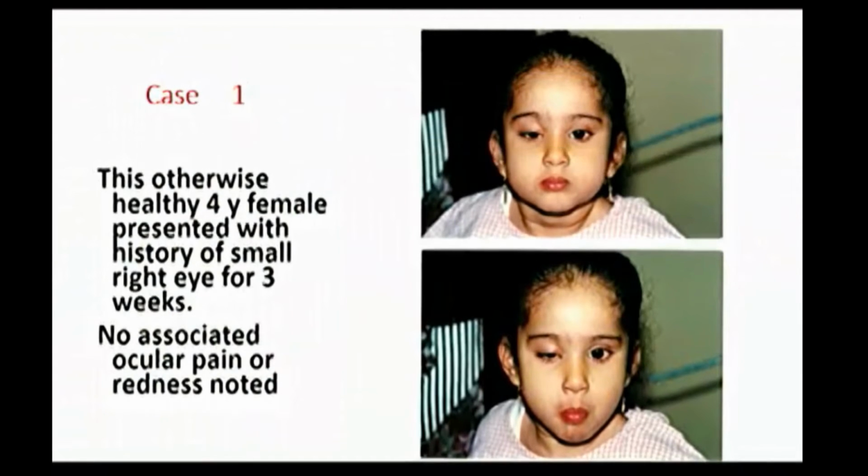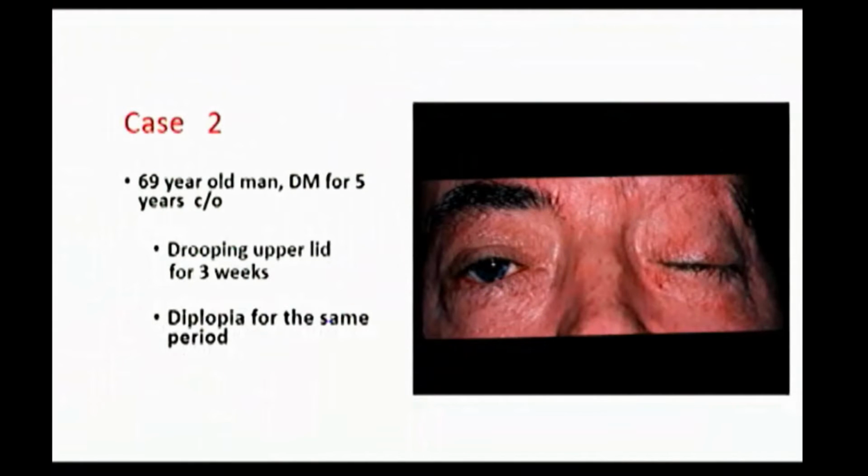Can we move to case 2? Yes? No? Yes? Okay, good. Case number 2. This is a 69-year-old male. He's diabetic for the past 5 years. He came to the clinic complaining of drooping of the left eye, of the eyelid on the left side, as well as double vision at the same time for the same period of time.